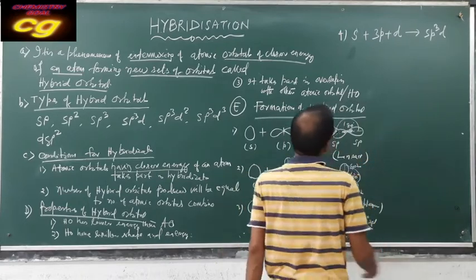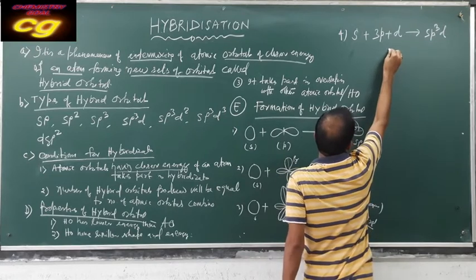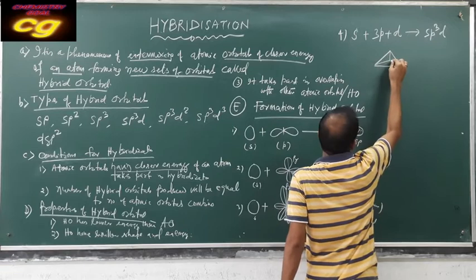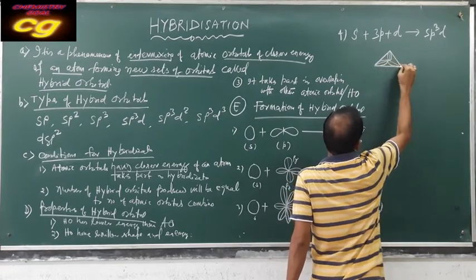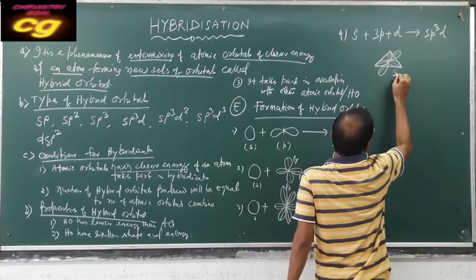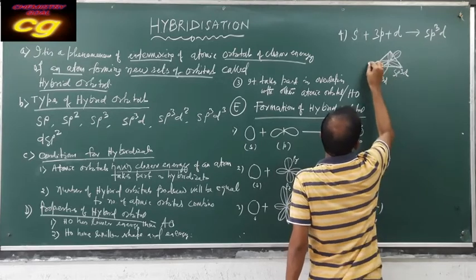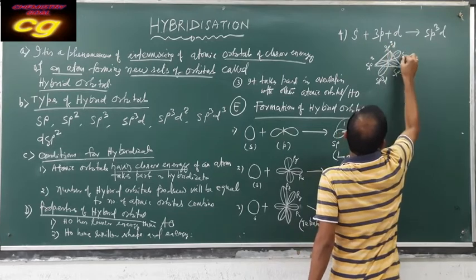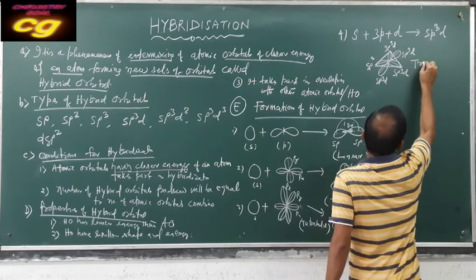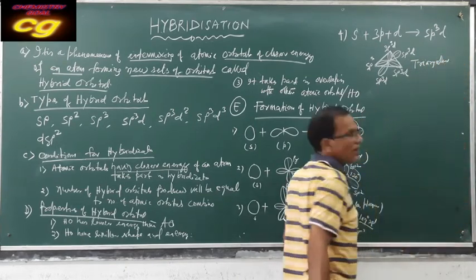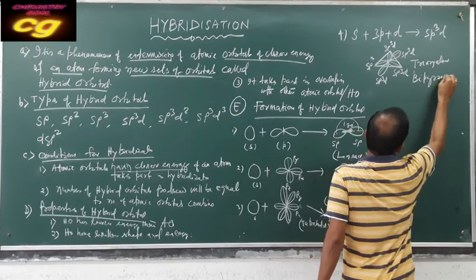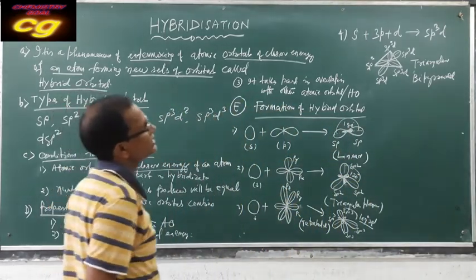What is the shape of sp3d hybridisation? It is triangular bipyramidal. That means you can draw a triangle like this. Then here you can join orbitals, then another will be above and below. So this is sp3d, all are sp3d. What is the shape? The shape is triangular bipyramidal. This is sp3d.